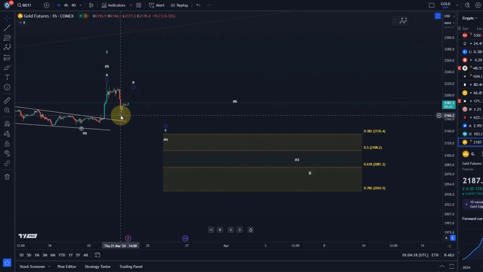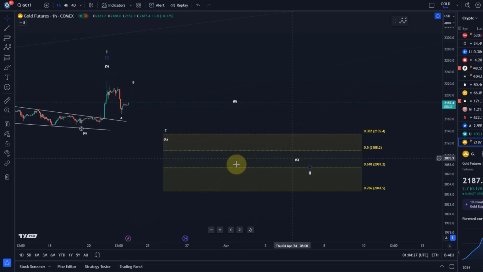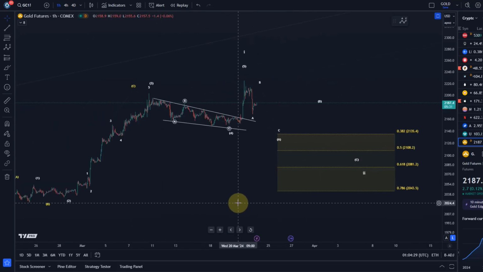We have 3 waves down. We seem to be getting a small bounce now, which could be A, B, of a larger A. Then we get a larger B, C. So that's sort of how I would see that. The support area is defined between $2,135 and $2,043, with additional support at $2,108 and 2081. So a break obviously above the last high, which was formed here at around 2227.